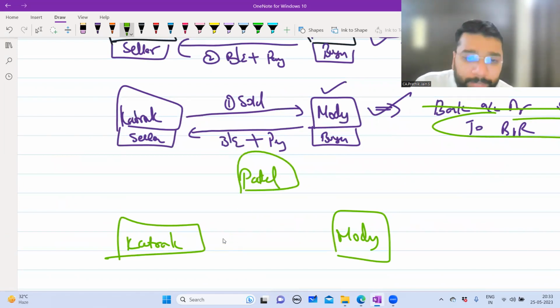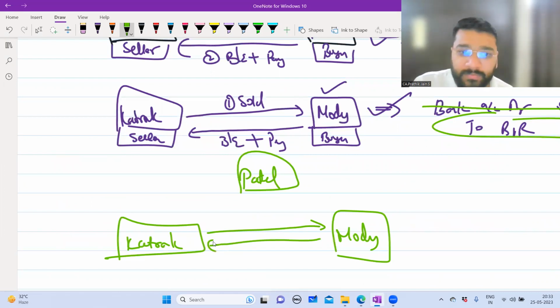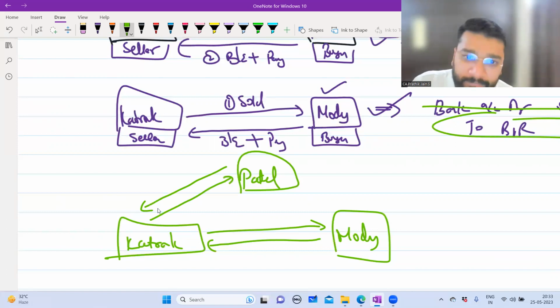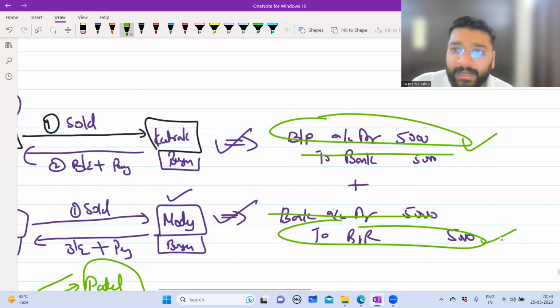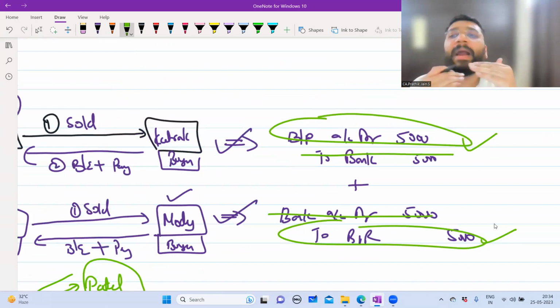So what happens is Katrak sold goods to Modi. Modi has given a bill of exchange. This bill of exchange has been endorsed to Patel. Why are we giving the payment to Patel? Because Patel has sold goods to Katrak, or Katrak has purchased from Patel. So the payments are knocked off with each other. This is how it has been done here. So basically it's two separate payment settlement entries. Now here in your textbook, they've combined and given it.